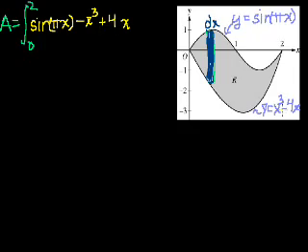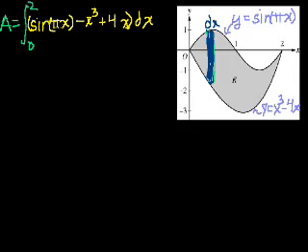Since I'm subtracting, I switched both of these signs. And all of that times the width of each of these little rectangles, which is infinitely small, dx. And we're going to sum them all up from x is equal to 0 to x is equal to 2. This should be fairly straightforward for you. So how do we evaluate this? Well, we essentially take the antiderivative of this and then evaluate that at 2 and then evaluate it at 0.